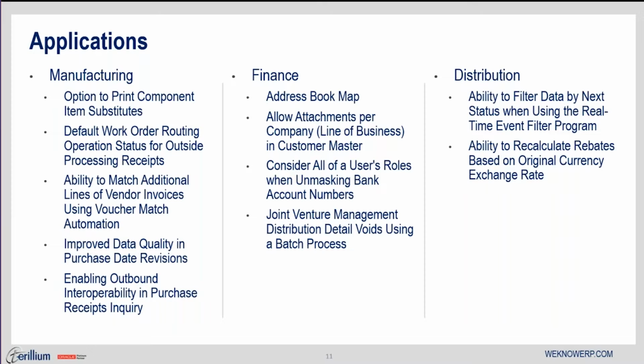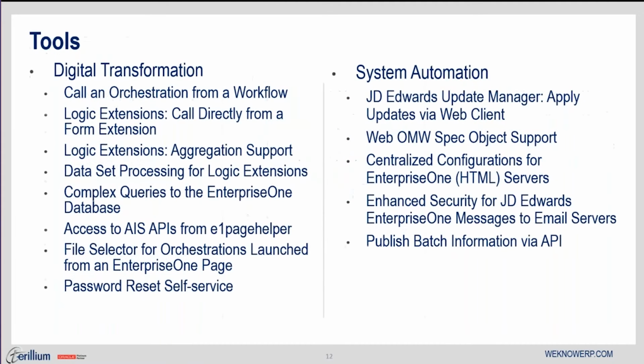So when you think of the first option to print component item substitutes, that would be updating the processing options on the R31410, the default work order routing operations. That's going into the receipts application and also into the work order routing. These are really just flags that we need to switch inside of the organization. They're not huge shifts or anything massive to take on. So these are the high-level application updates that came with the new release.